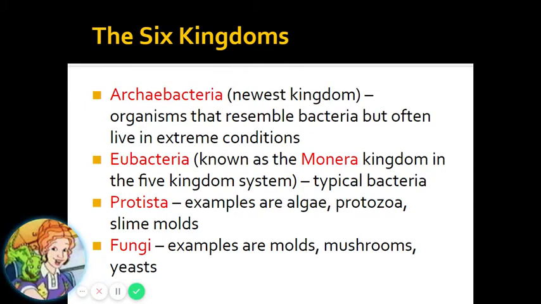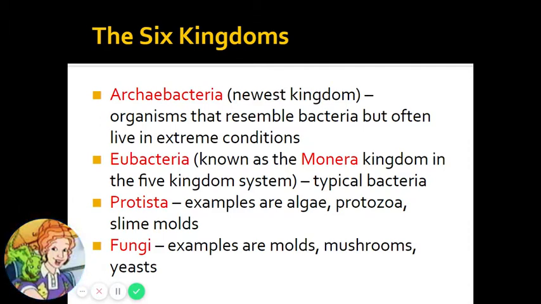So the 6 kingdoms that we have: Archaebacteria, which is the newest kingdom. These are kind of like the weird cousins of the bacteria that we're familiar with. Like I said, they live in extreme conditions, so places that are super hot, super cold, super salty, down in those hydrothermal vents under the oceans that I showed you a picture of the other day. So they're like the weird cousins that go off and hang out in weird places. The Eubacteria, which was previously the Monera kingdom, these are your regular bacteria, the ones you come into contact with every day, staph and strep, things like that.